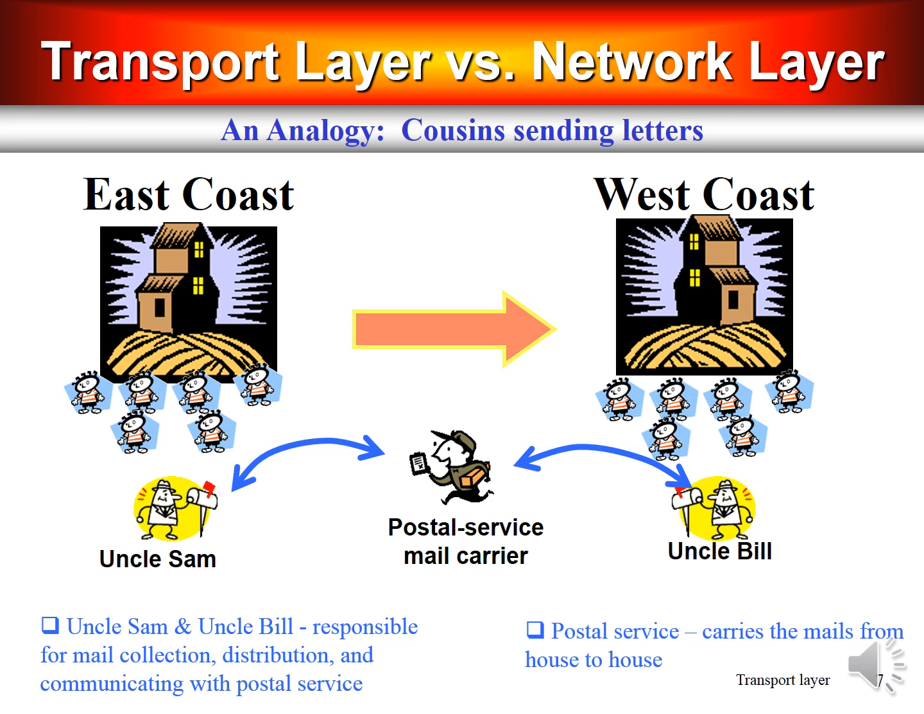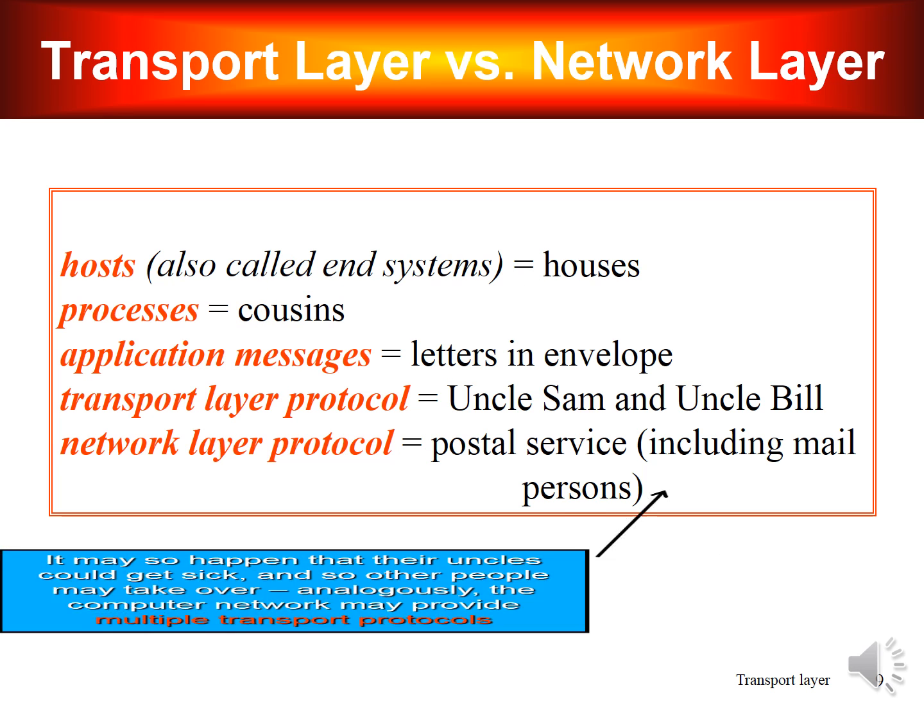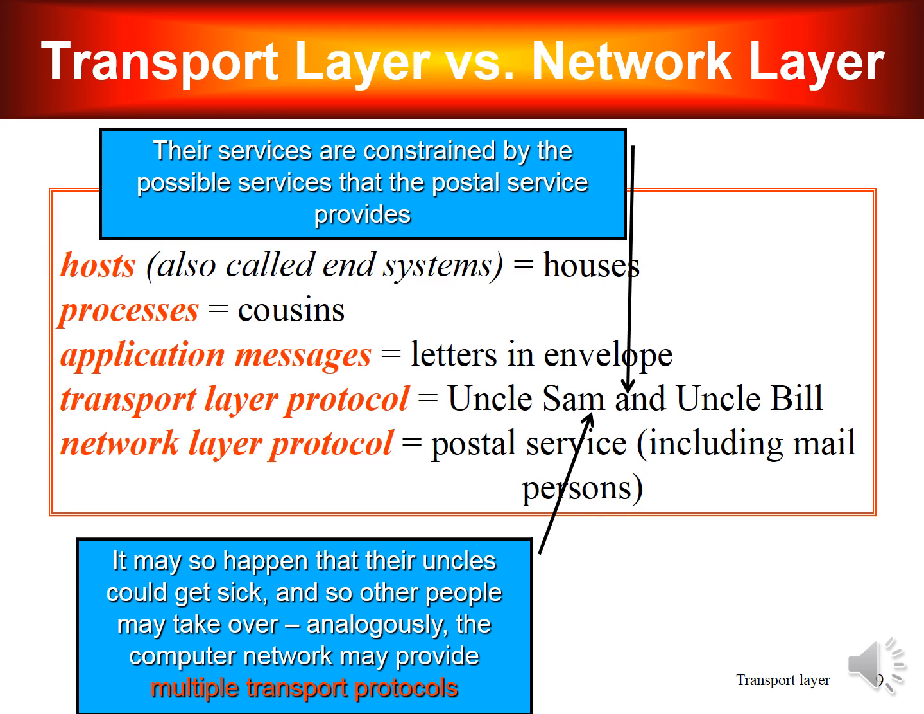Consider the analogy of sending a letter from the west host to the east host through the postal service. The postal service carries mail from host to host, with Uncle Sam and Uncle Bill. Hosts are also called end systems and process application messages. Processes are like the cousins. Application processes are letters in the envelope. The transport layer protocol is Uncle Sam and Uncle Bill. The network layer protocol is the postal service. So the service is constrained by the possible services.